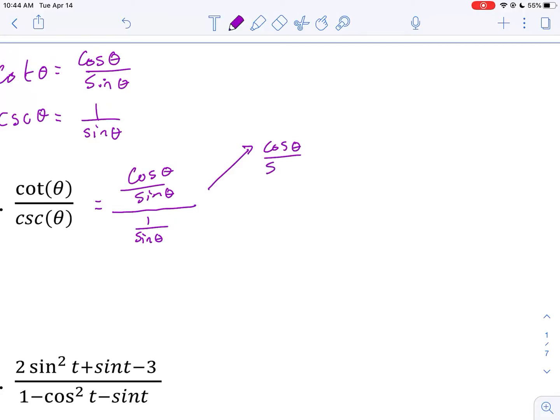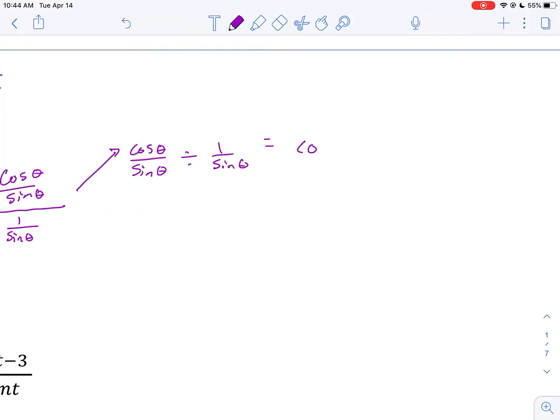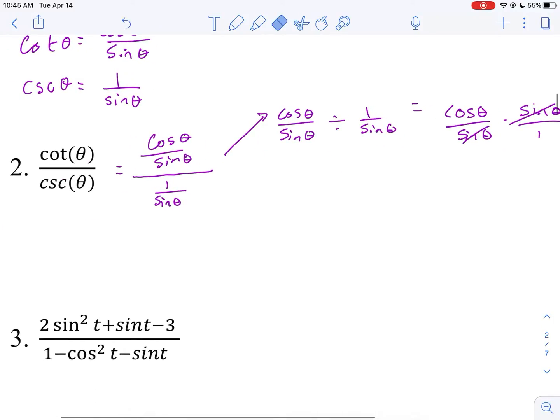Now, I don't know the best way to go from here as far as what will resonate with you. I learned to deal with this by thinking about it this way. This is really a division symbol. And once I have a division symbol, then I change it to multiplying by the reciprocal. And then from there, I just get cosine theta divided by 1, which is just cosine theta. Now, some of you, that won't resonate with you at all. Instead, you can just think about multiplying. You see the sine in the bottoms here?